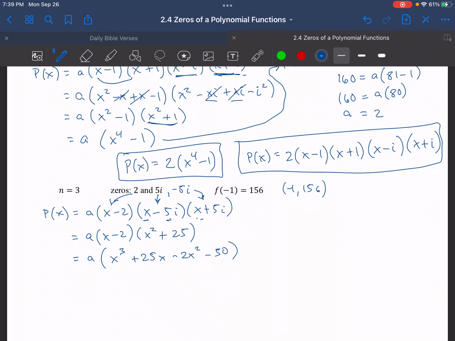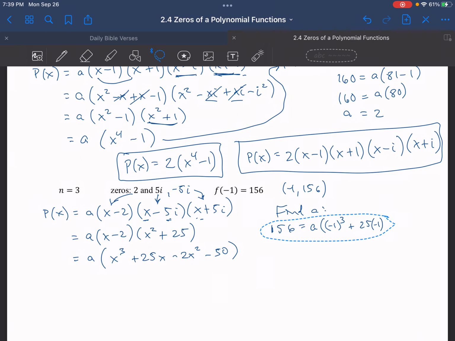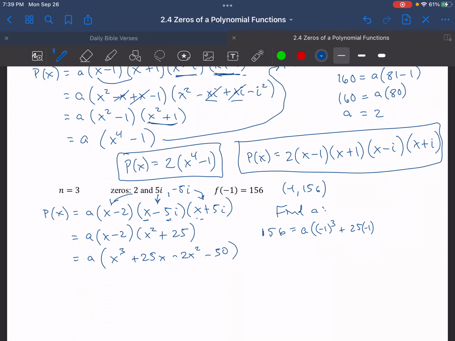All we have to do is find a, and to do that, we'll take advantage of the point. 156 equals a times, and then we'll have -1 to the third plus 25 times -1. I don't know if I gave myself enough room here. Hold on, let me move this over slightly. Okay, plus 25 times -1 minus 2 times -1 squared minus 50, just like that.